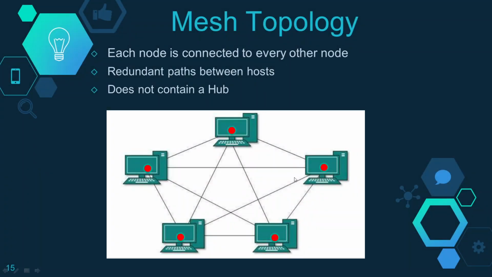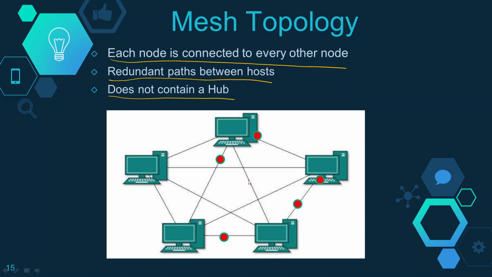The next topology is the mesh topology. In this topology, each node is connected to every other node. It has redundant paths between hosts because each is connected to every other host, and it does not contain a centralized hub.